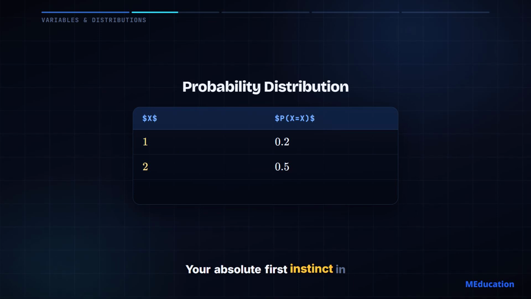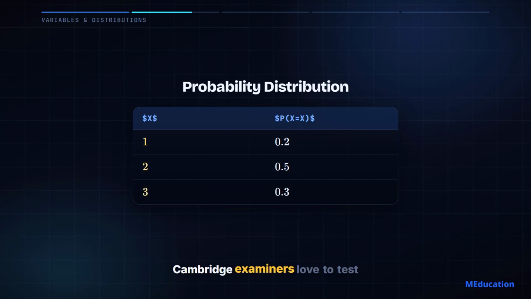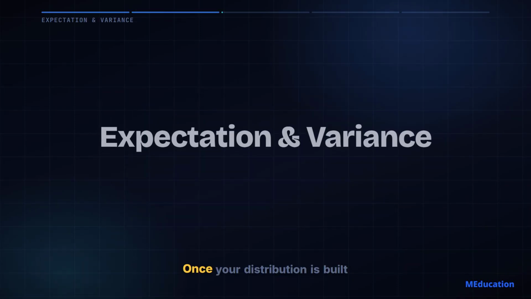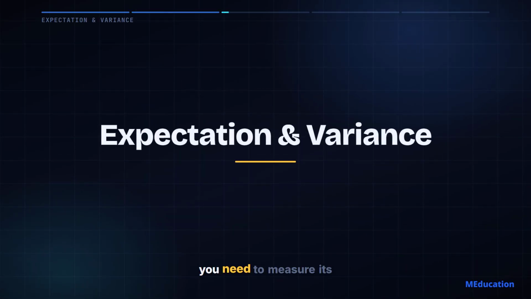Your absolute first instinct in any exam question must be to check that the probabilities in your table sum to exactly 1. Cambridge examiners love to test this by hiding an unknown constant, often k or c, inside the table. You will use that sum to 1 rule to form an algebraic equation, solve for the constant, and unlock the rest of the question. Once your distribution is built, you need to measure its key characteristics.